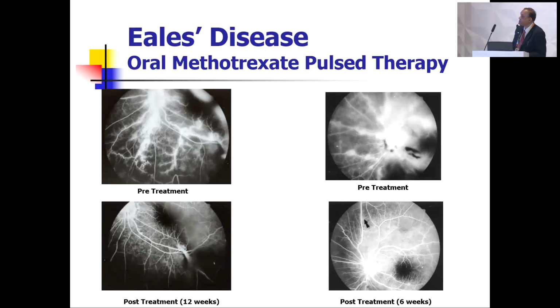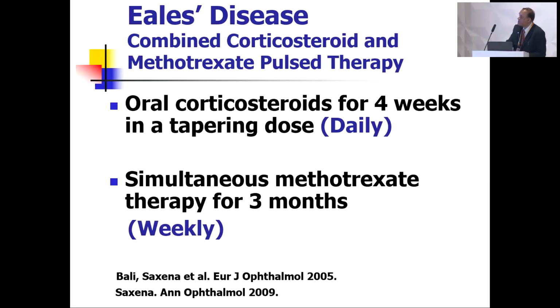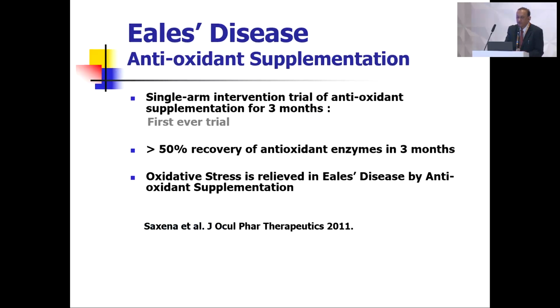So in this slide you can see the response of oral methotrexate pulse therapy. You can see at 12 weeks how the things have improved, and on the right at 6 weeks as the things have started to improve. And we can also use a combination of corticosteroids and a simultaneous methotrexate. The steroids are stopped at about 4 weeks' time when methotrexate starts to pick up, and that goes well.